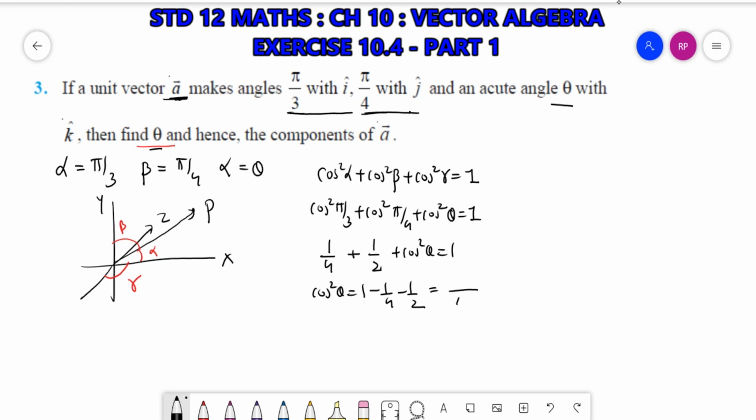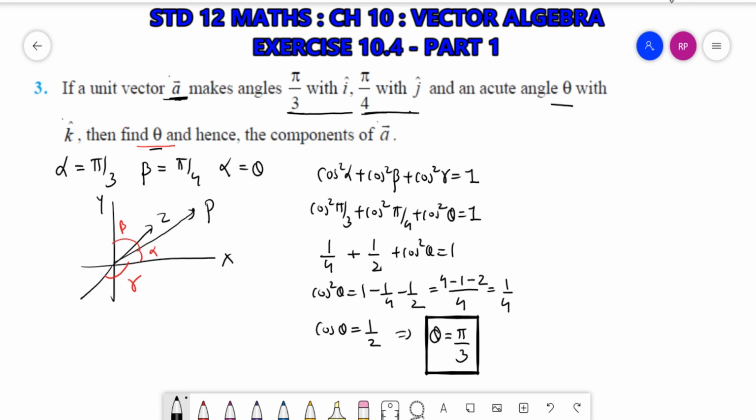The LCM will be 4, so it will be 4 minus 1 minus 2. This will be equal to 1 by 4. Clear? So cos square theta is 1 by 4, so cos theta will be equal to 1 by 2. That implies the value of theta is pi by 3. So this was our first question, that is find angle theta. Clear? Now let's see the second, components of A.